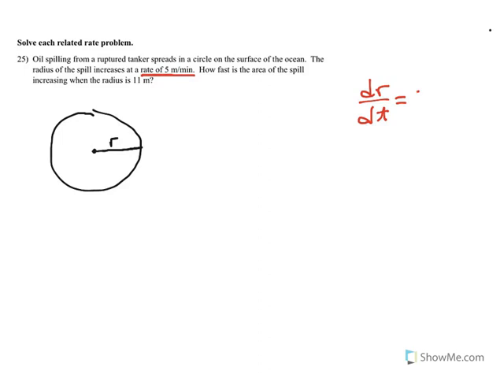So let's go ahead and draw a picture of the situation. We have a circle, and we have a radius. As this circle is growing, as the oil spill is spreading, the radius is growing at a rate of 5 meters per minute. So we know the change in the radius with respect to the change in time, dr/dt, is 5, and that's going to be meters per minute.